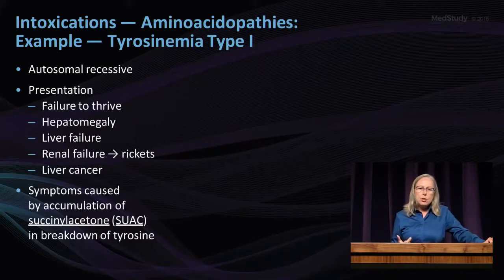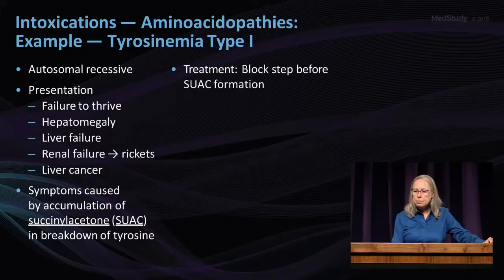Some of the state screens are now testing for SUAC or succinyl acetone. Tyrosine is a little harder to pick up on tandem mass spec, and you may only have subtle elevations, and so the pathognomonic compound here is the succinyl acetone.